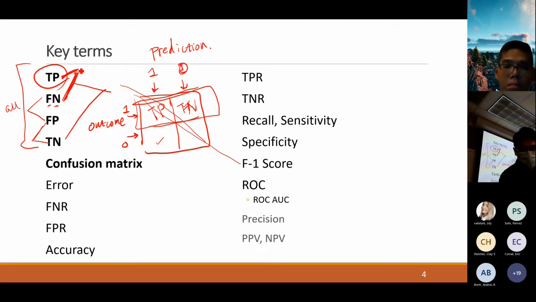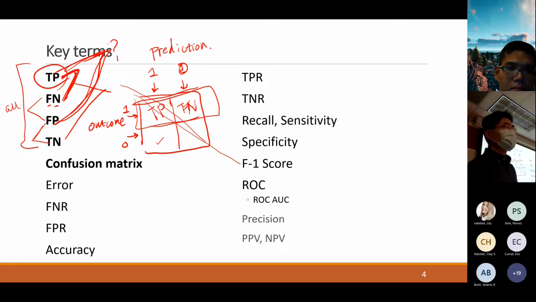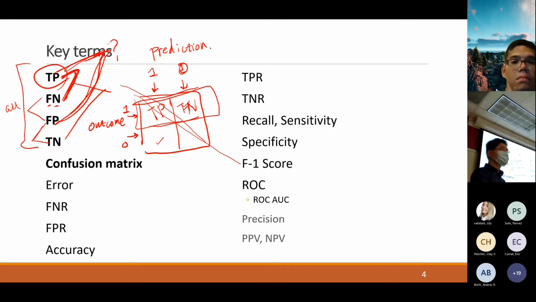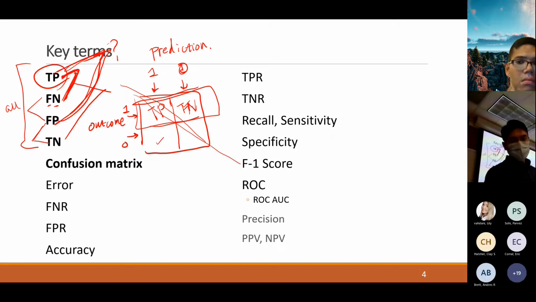Another question: if you add true positive and false positive together, what would it be? True positive? Say it again? A positive or true positive? I still cannot hear very clearly. You said positive. What does that mean?